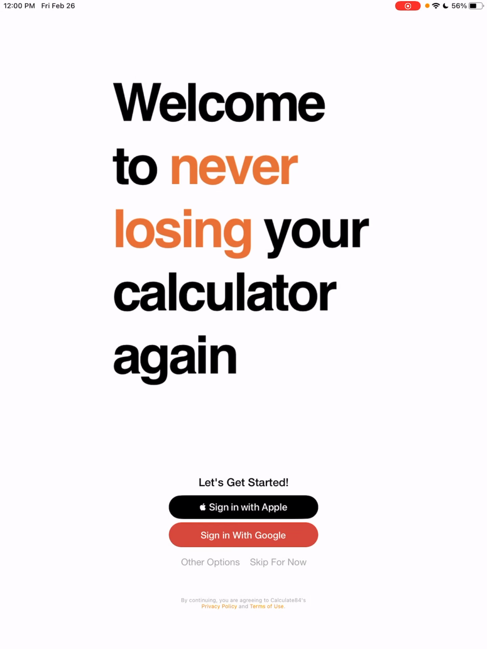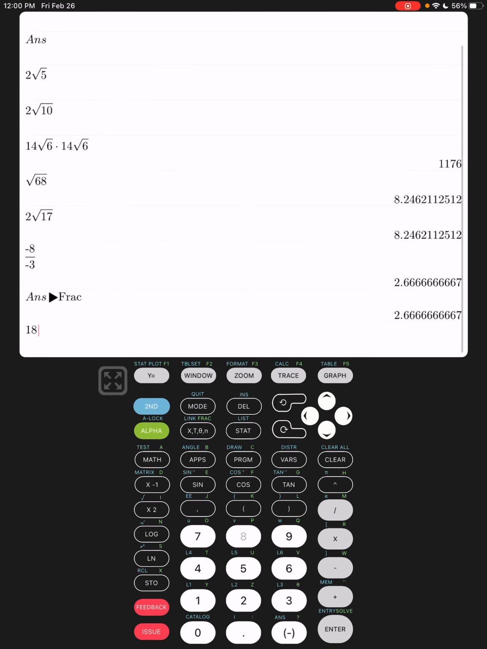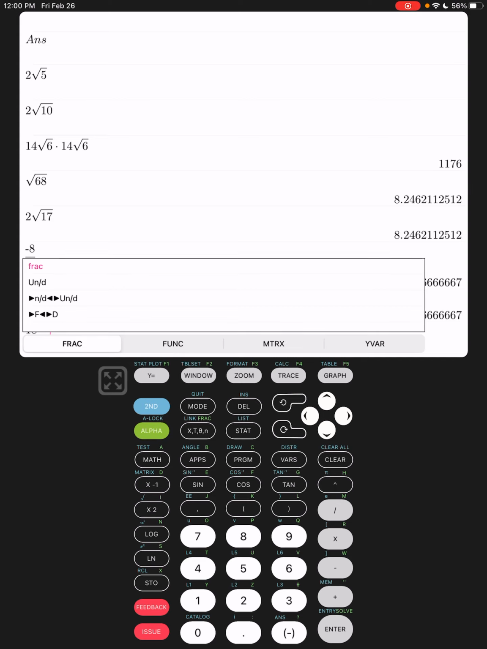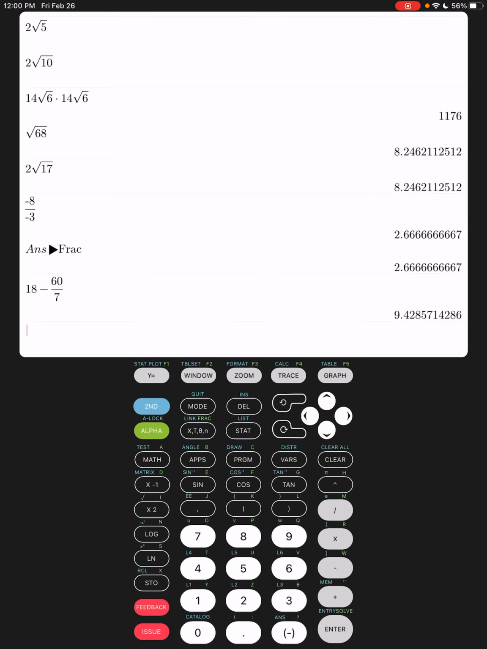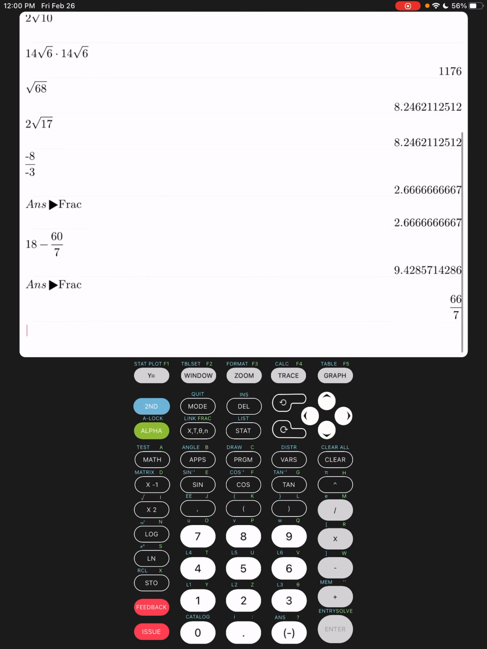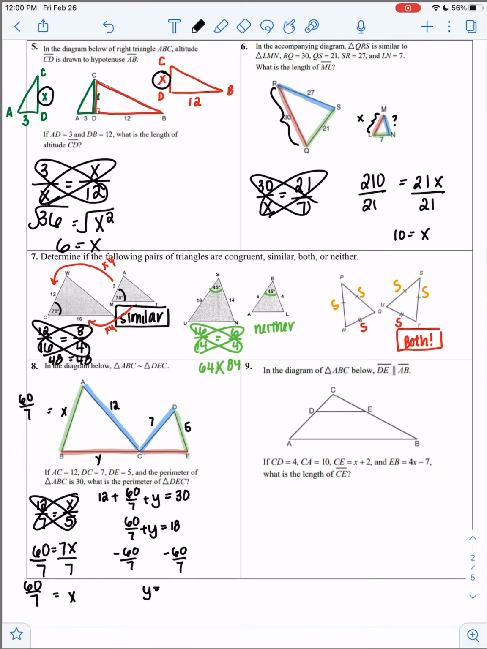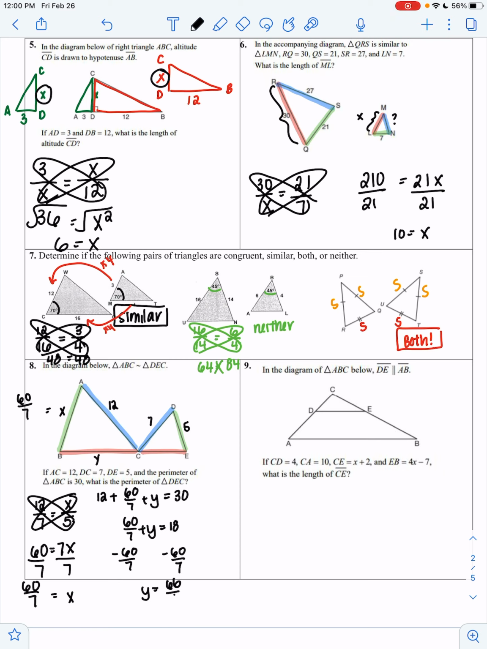Use my calculator. So we had 18 minus 60 over 7. I don't want that decimal. I'm going to convert it into a fraction, and we get 66 over 7. So this piece is 66 over 7. We're going to go ahead and use that to find our last piece, CE.